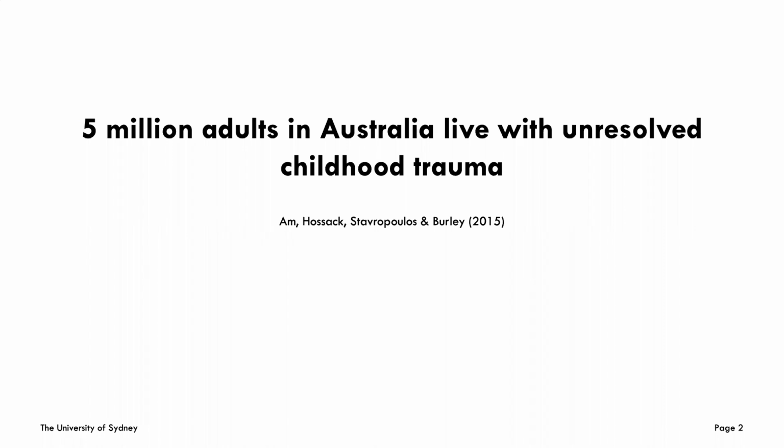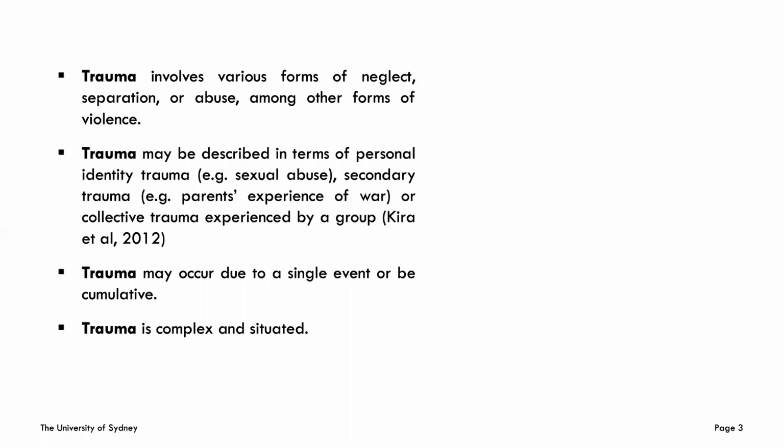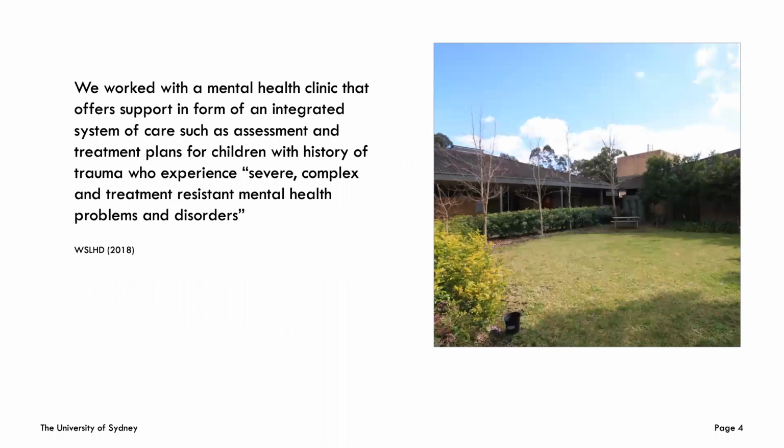5 million adults in Australia live with unresolved childhood trauma. That is 20% of the population. Trauma involves various forms of neglect, separation, or abuse, among other forms of violence. Trauma may be described in terms of personal identity trauma, such as sexual abuse, secondary trauma, such as parents' experience of war, or collective trauma experienced by a group. Trauma may occur due to a single event or be cumulative, and it is complex and situated.